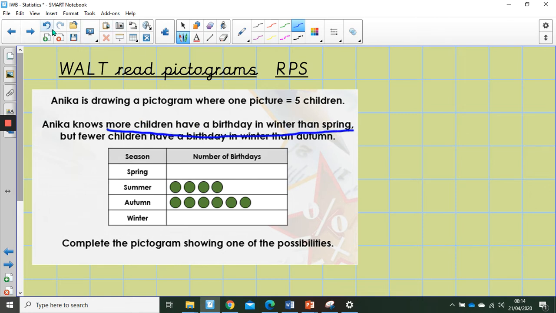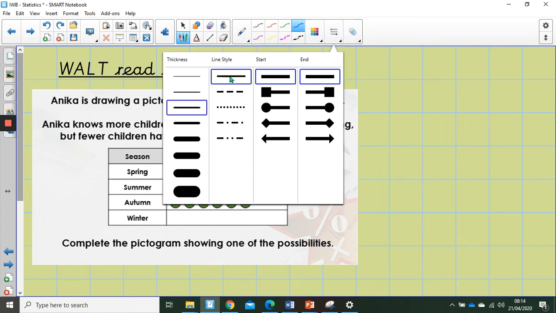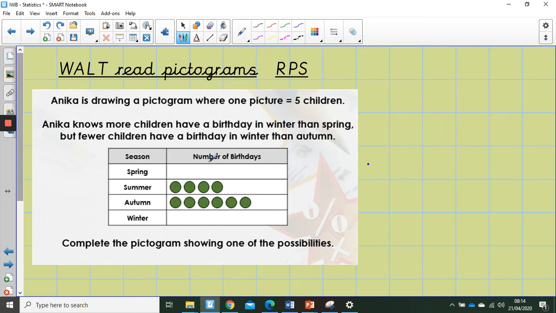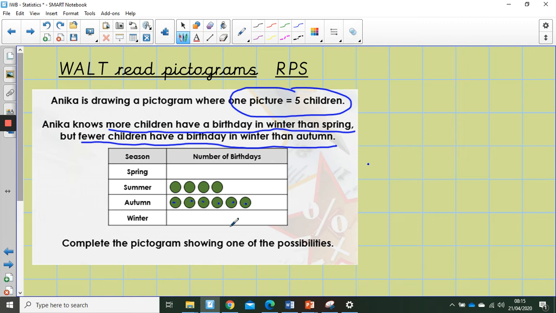That was a terrible line. So in spring, I can see that there's nothing in there at the moment, but in winter, there's nothing either. So I can't really do that one yet. So I'm going to have a look at this one. Fewer children, that means less than, have a birthday in winter than autumn. So in autumn, we can see that there are 5, 10, 15, 20, 25, 30 children.